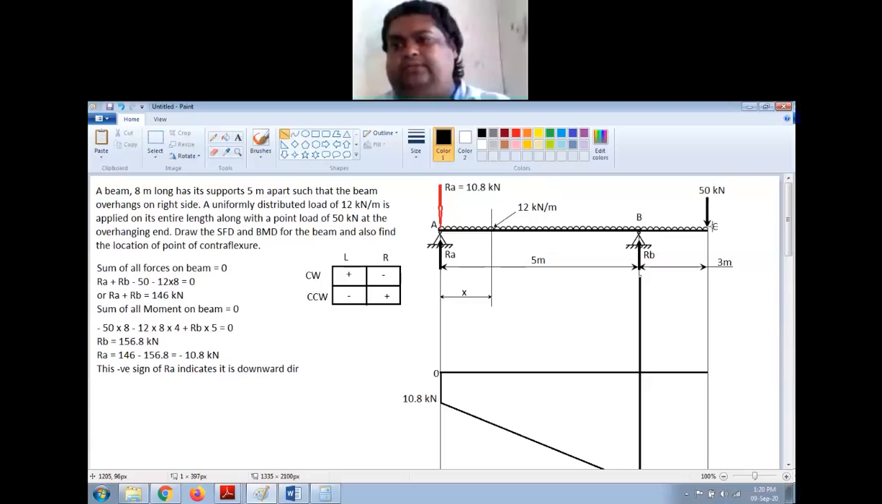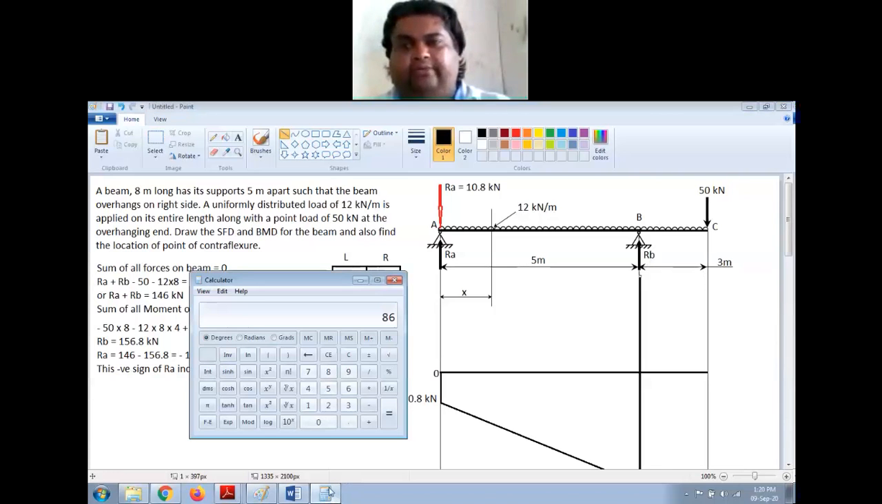Now between B and C there are no point loads, and again there is UDL. So from this I have to subtract the total force of this UDL. How much is that force? 12 into this length, that is 3 meter. So I have 86 here. Better write it down.